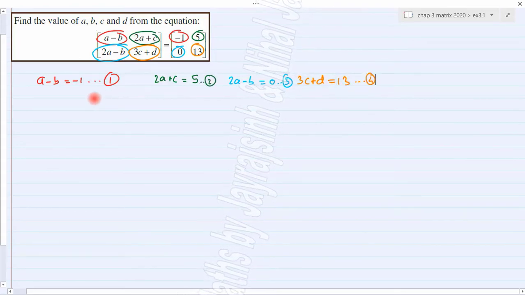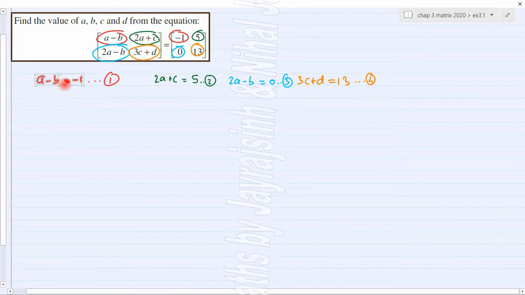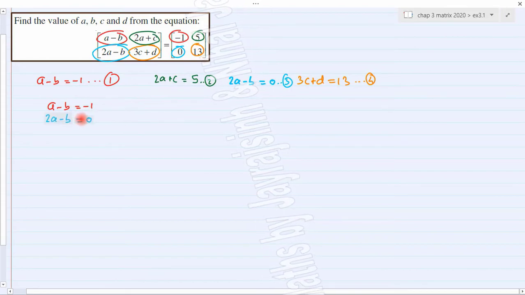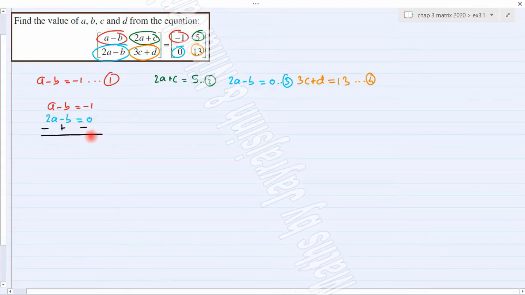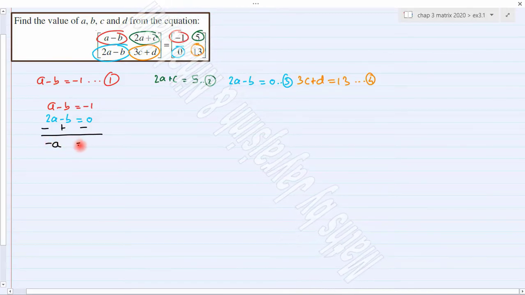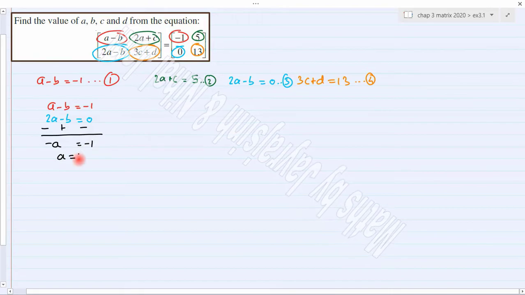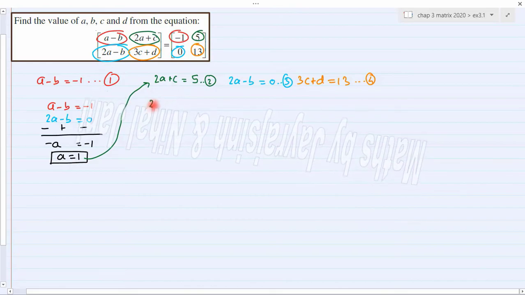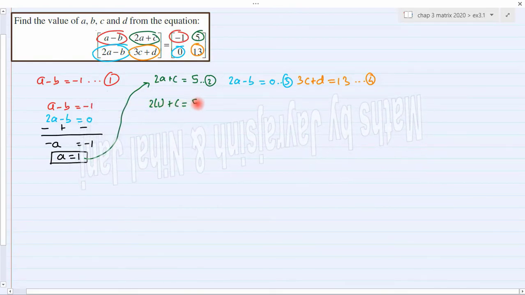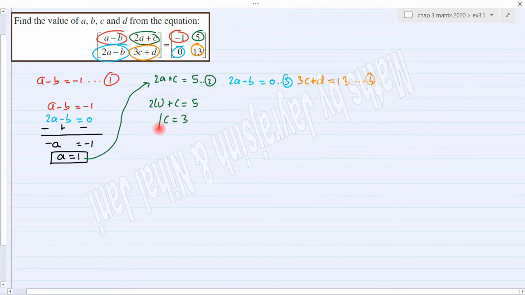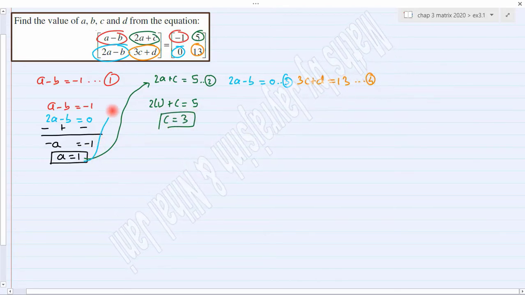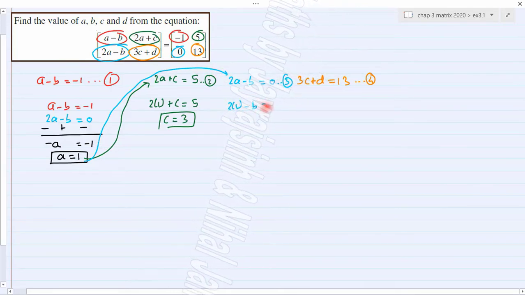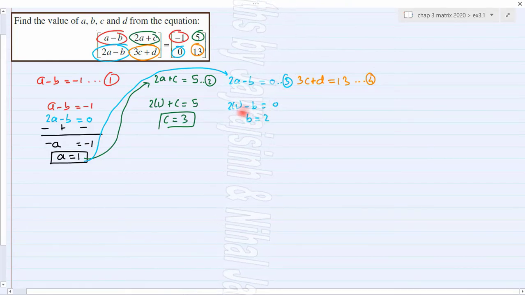Now, let's try to solve equation number 1 and equation number 3. Take the difference between them. So we will get minus a is equal to minus 1, or we can say a is equal to 1. Substitute the value of a in the second equation, you will get 2 times 1 plus c is equal to 5, or we can say your c will be 3. Then substitute the value of a in the third equation, we will get 2 times 1 minus b is equal to 0, which will give us b is equal to 2.